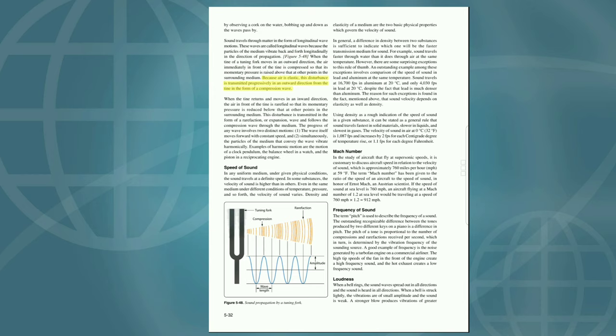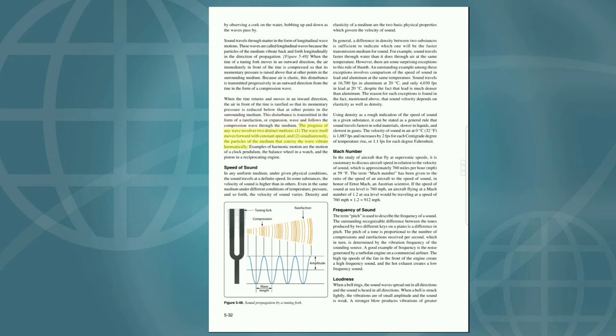Because air is elastic, this disturbance is transmitted progressively in an outward direction from the tine in the form of a compression wave. When the tine returns and moves in an inward direction, the air in front of the tine is rarefied so that its momentary pressure is reduced below that at other points in the surrounding medium. This disturbance is transmitted in the form of a rarefaction, or expansion, wave and follows the compression wave through the medium. The progress of any wave involves two distinct motions.